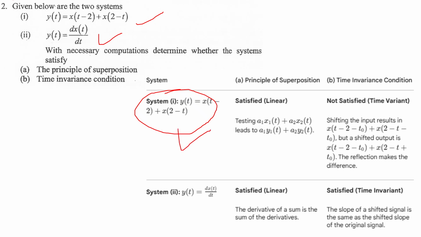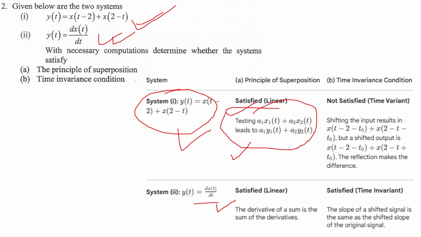So test linearity: a1 x1(t) plus a2 x2(t) should equal a1 y1(t) plus a2 y2(t). If it holds, it satisfies the linearity principle. So this is satisfying. For the second one also, if you check on the same basis, only one term is there, so it will also satisfy. So both are linear.